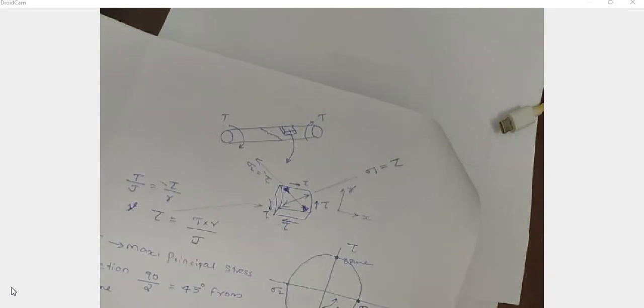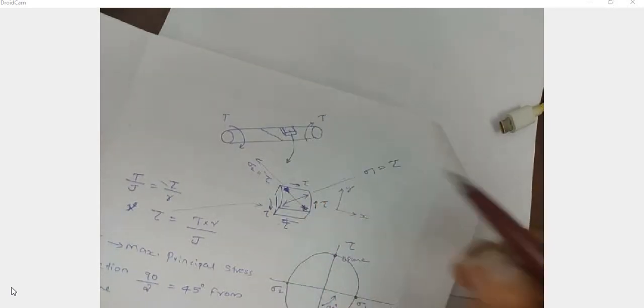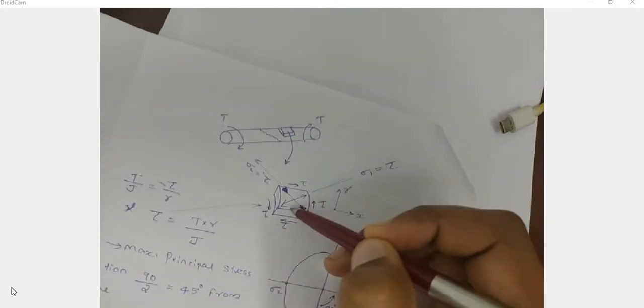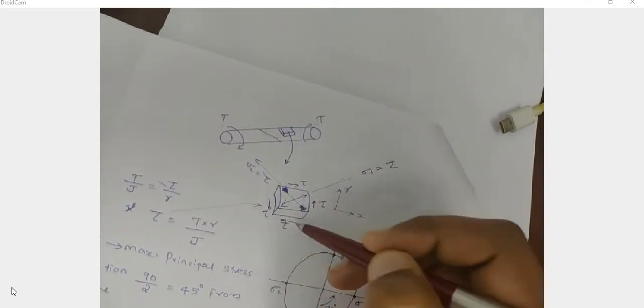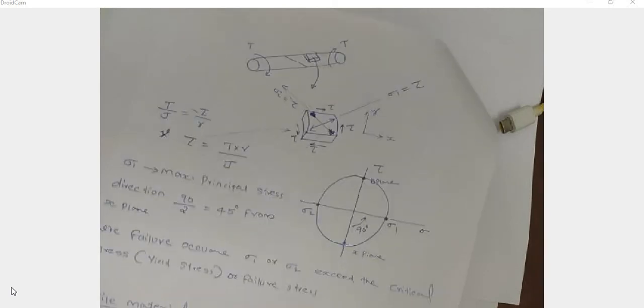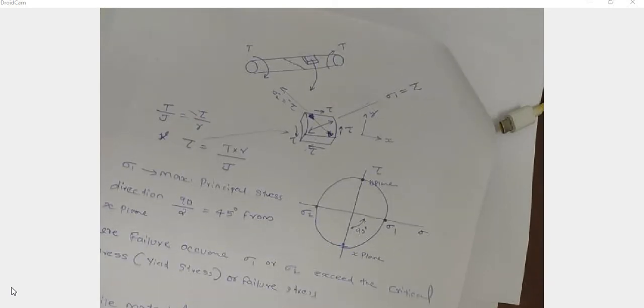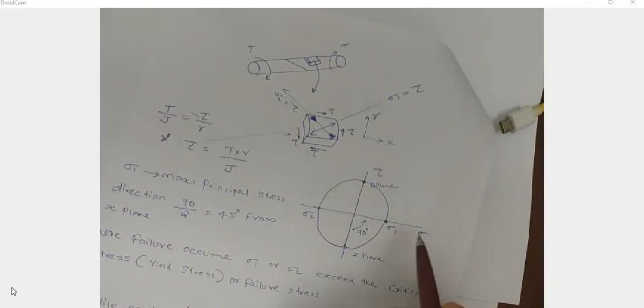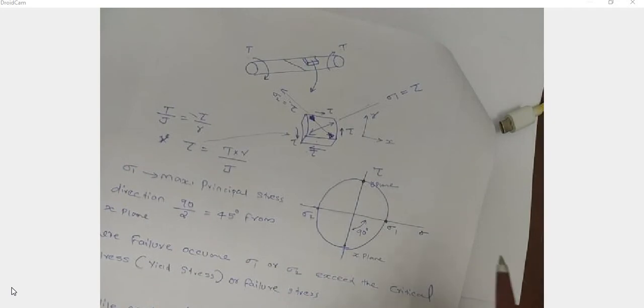So there is a shear stress developed. Corresponding to the torque applied, there will be a shear stress developed across the element. And this is the enlarged view of this element, and on the four faces we can see shear stress. So this is only a pure shear condition. There is no normal stress developed on the faces of the element. So we can draw a Mohr's circle based on this. Here the normal stresses sigma 1 and sigma 2 are 0.